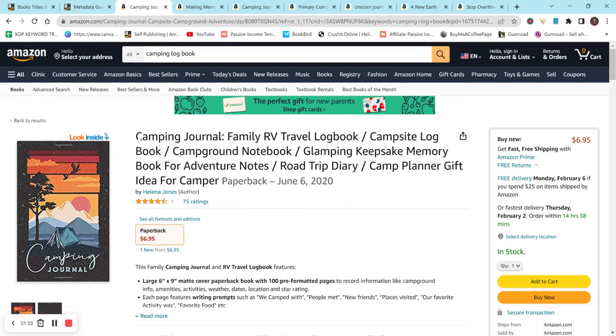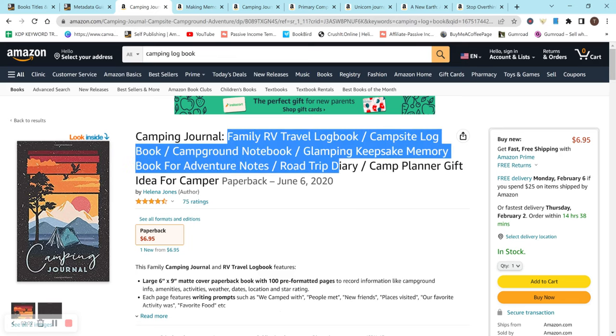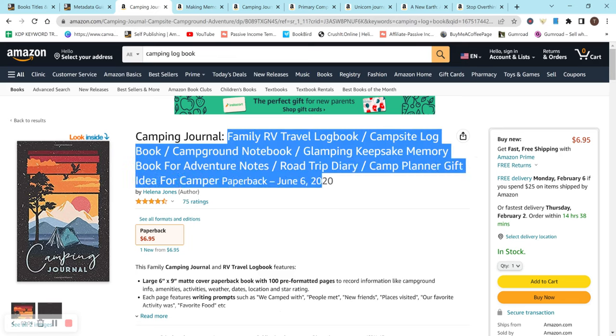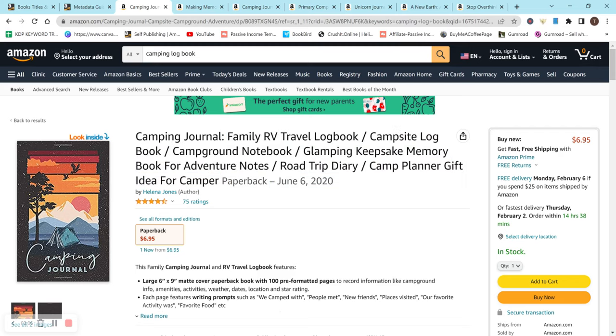Looking at this one, the title is Camping Journal. Anything before the colon is going to be the title, and anything after the colon is going to be your subtitle. That's just how KDP works it. So they have Camping Journal here, and Camping Journal is right on the cover.